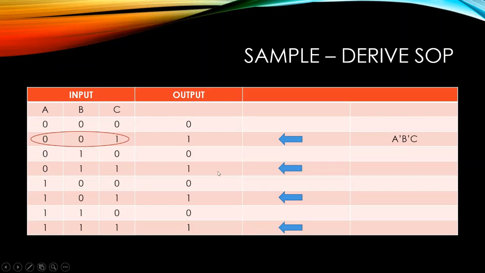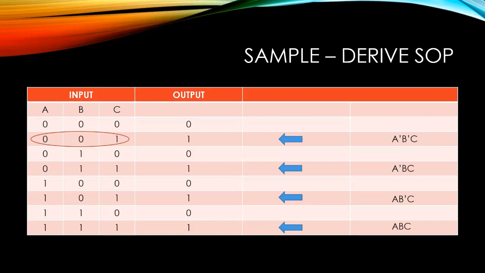So how about the second, 0, 1, 1? Negate A. B and C unnegated. So the result will be A naught BC. How about the third term? 1, 0, 1. B is complemented. So therefore, the result is A, B naught C. While the fourth is 1, 1, 1, therefore, there's no complemented variable. Therefore, the product term is A, B, C.